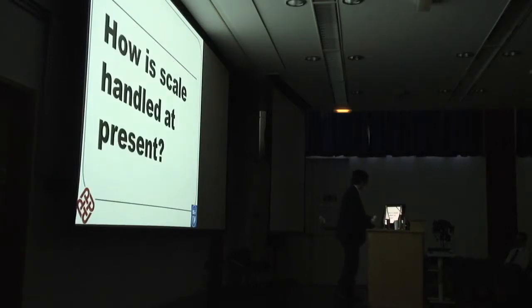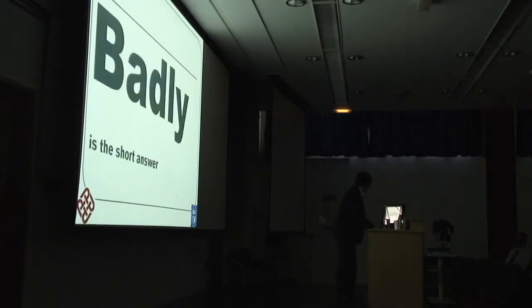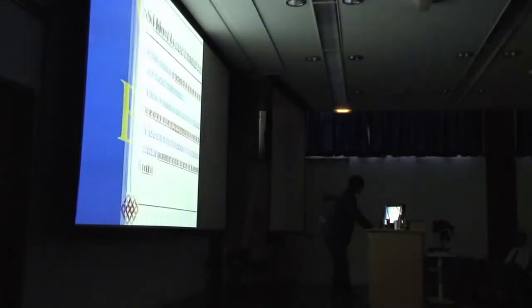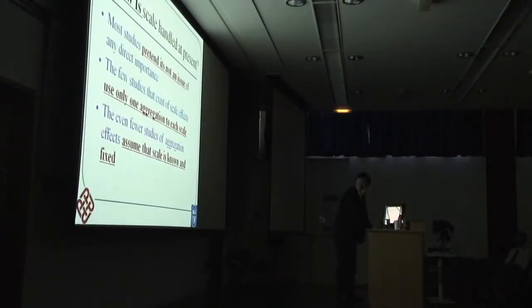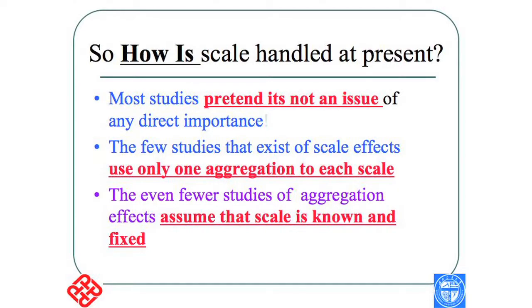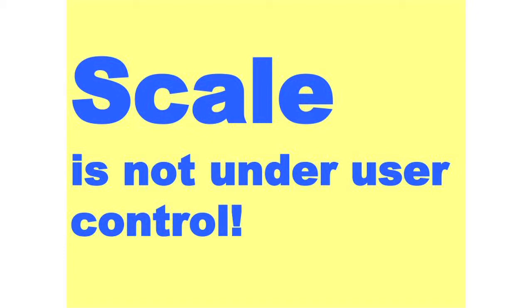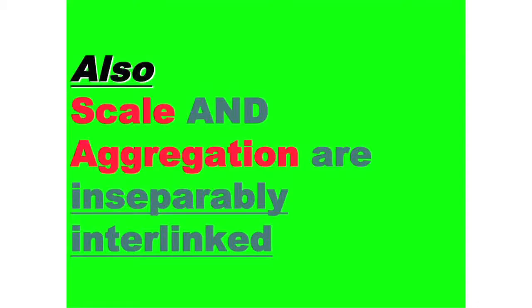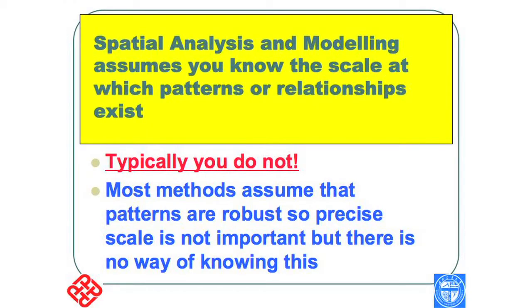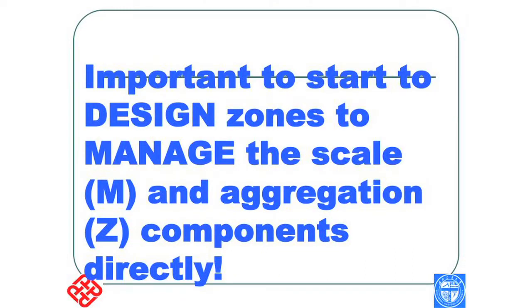But how is scale handled at present? Badly. Very badly. Very few studies use more than one aggregation at one scale, and some assume that scale is known and fixed, but scale is not under user control. So scale and aggregation are inseparably interlinked. Spatial analysis and modeling assume you know the scale at which patterns and relations exist. Typically, you don't. So this is a problem.